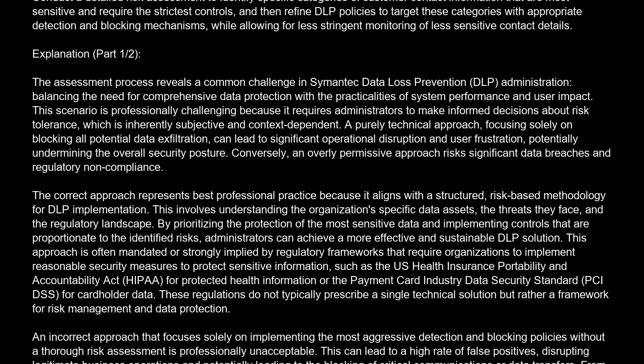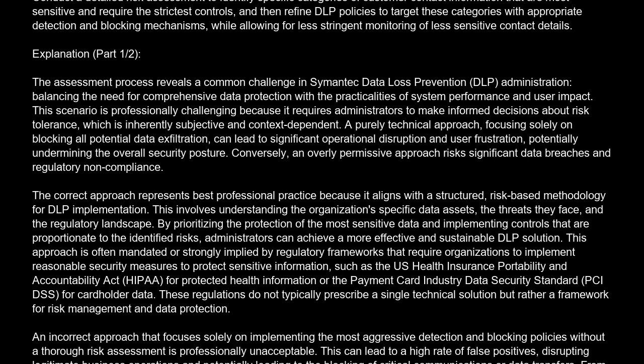The correct approach represents best professional practice because it aligns with a structured, risk-based methodology for DLP implementation. This involves understanding the organization's specific data assets, the threats they face, and the regulatory landscape. By prioritizing the protection of the most sensitive data and implementing controls that are proportionate to the identified risks, administrators can achieve a more effective and sustainable DLP solution. This approach is often mandated or strongly implied by regulatory frameworks that require organizations to implement reasonable security measures to protect sensitive information, such as the U.S.